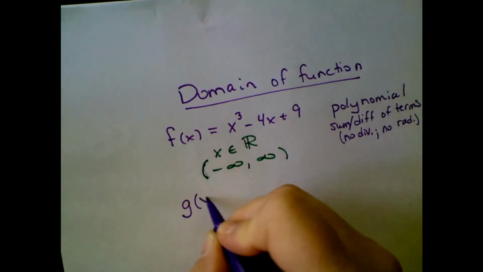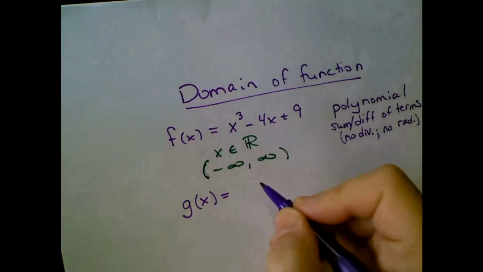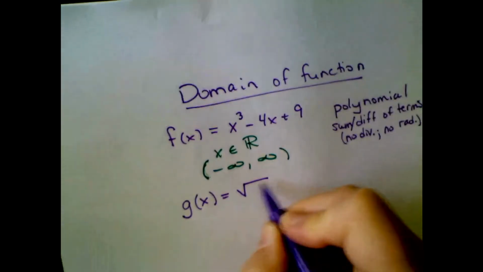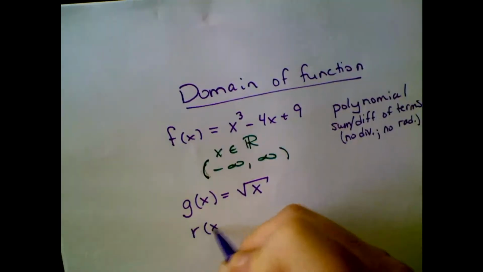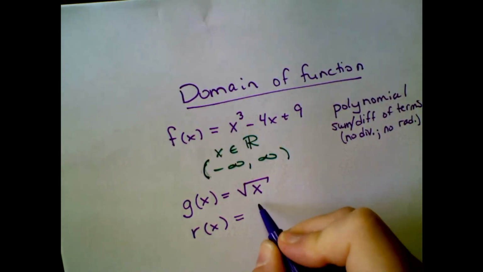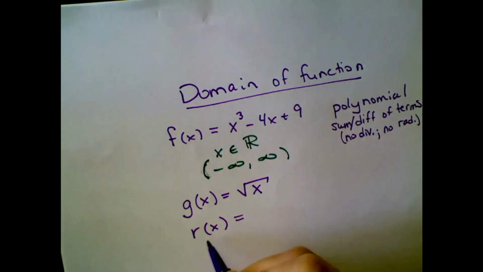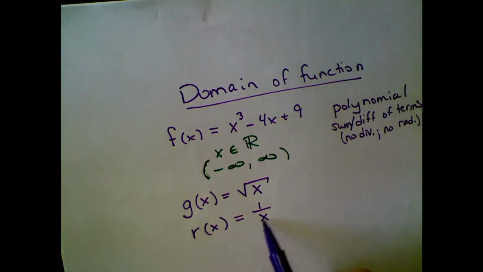Two more. I mentioned a radical function. This could be a square root type function. I'm just going to go ahead and make it a very simple square root of x. And then on our test, I believe we saw a typical example, an example of a reciprocal function. So whatever number you plug in, the output is its reciprocal.